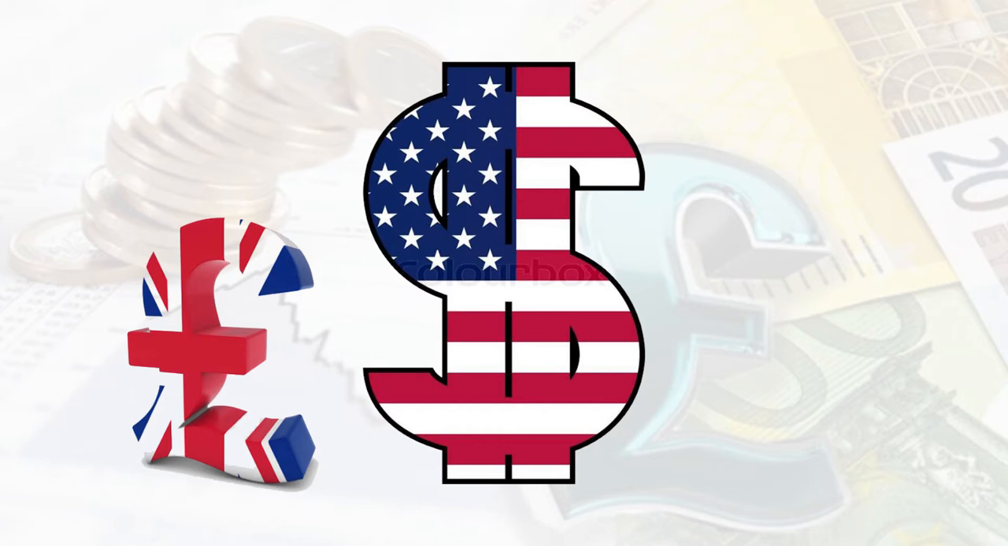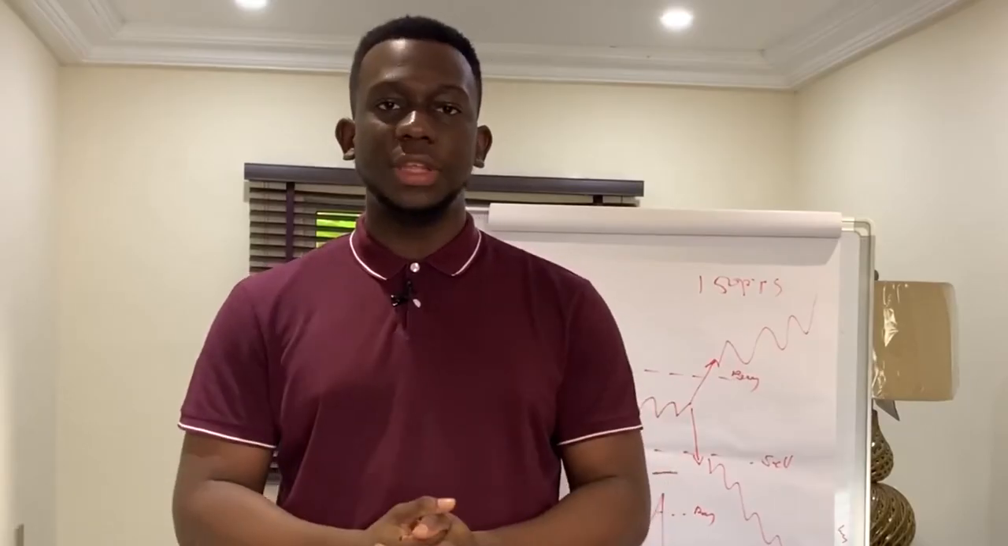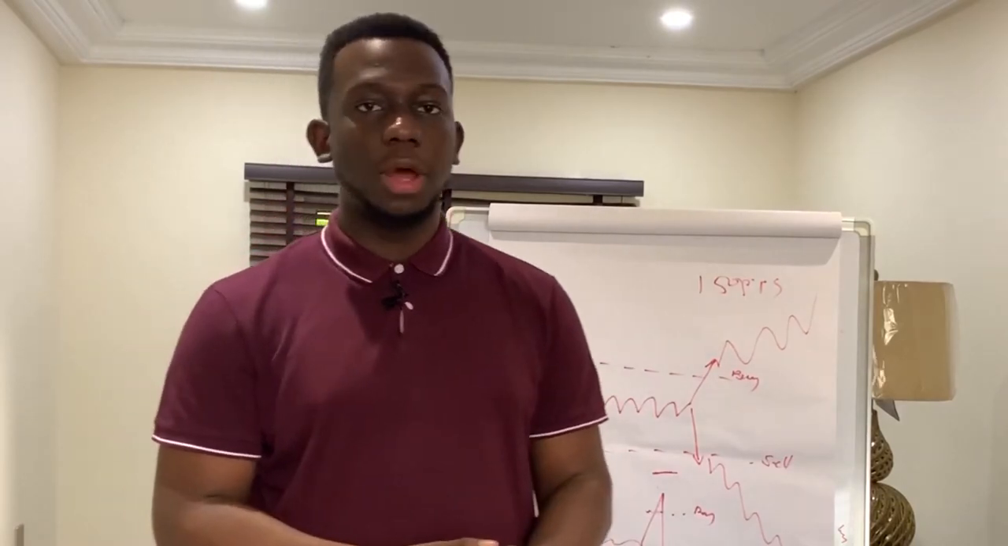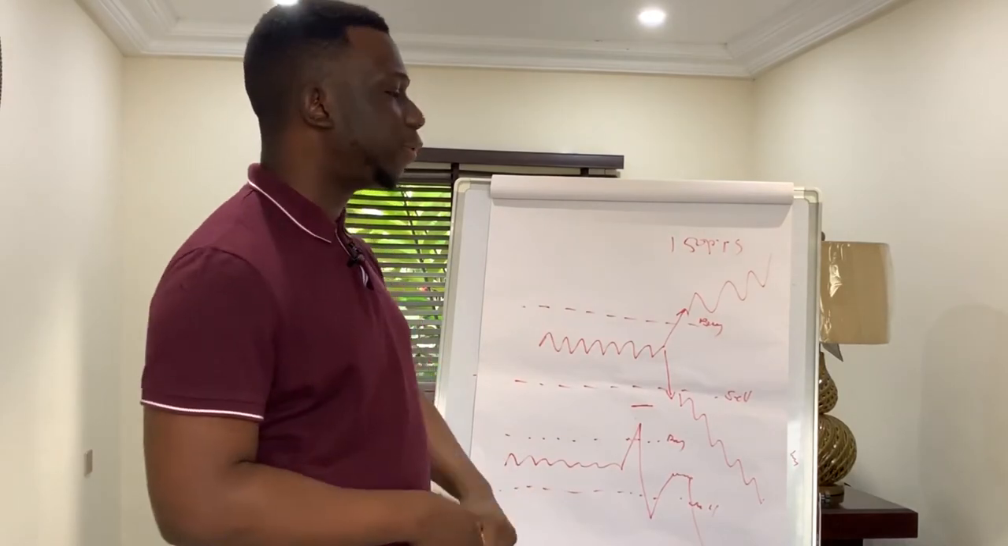GBP has been falling against the dollar. The euro has been falling. The dollar has just been strengthening because of these amazing job numbers. All right, guys. So yeah, I think that's pretty much about it for fundamentals.